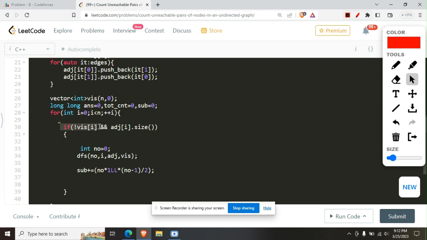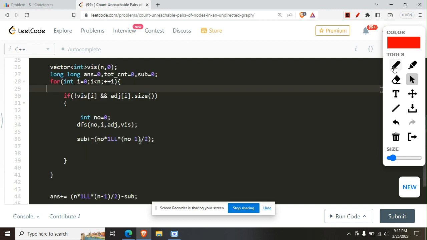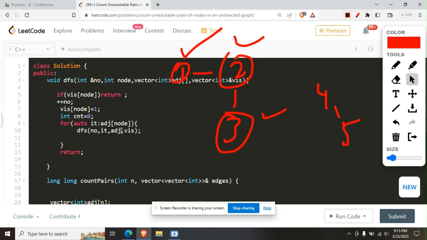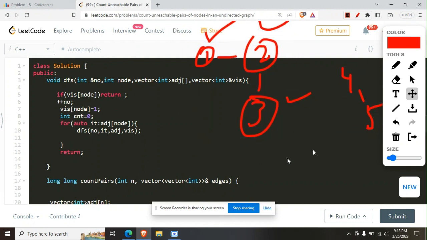Okay. So DFS says, first of all, we go from 0 to n, that is the number of nodes. After that, we see that if the node has not already been visited, and if I have some adjacency, that means if it does have some edges, then only I'll go inside. And what am I going to do? I'm going to do a DFS. That means how many nodes are there that it is connecting. Let's just say I have something like this. 1 2 3, and there is another graph where 4 and 5 are connected. So when I start from 1, I will say that 1 2 and 3 are connected.